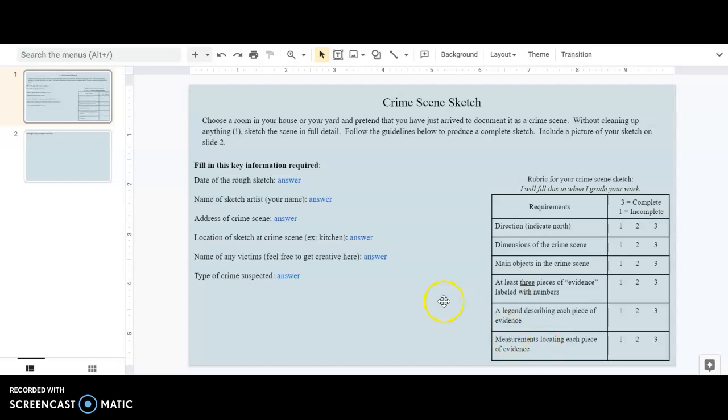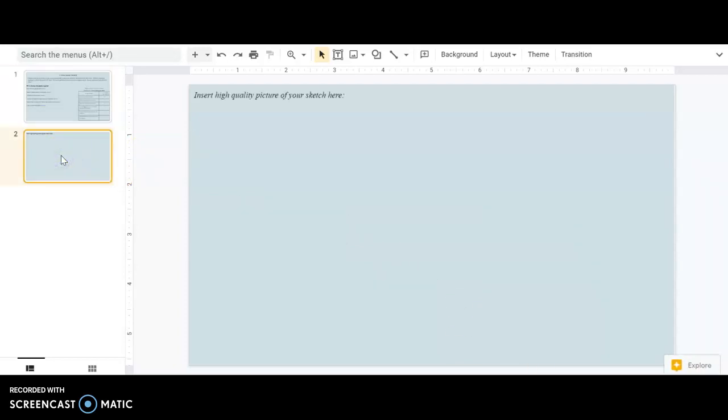The last and most important piece that you need to include is a picture of your sketch on the second slide. So you're going to do this on paper and then you are going to scan it in. You can also take a picture of it with your phone as long as it is very clear and easy to read. Otherwise, I'll have to return it to you and ask for a new photo. If you are on campus and you need help with scanning this in, I can happily help with that as well.